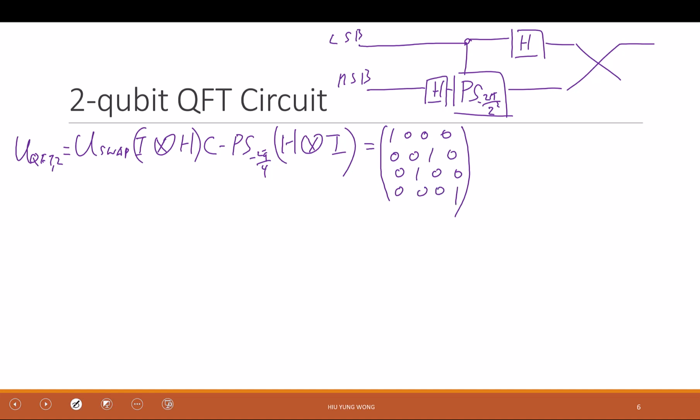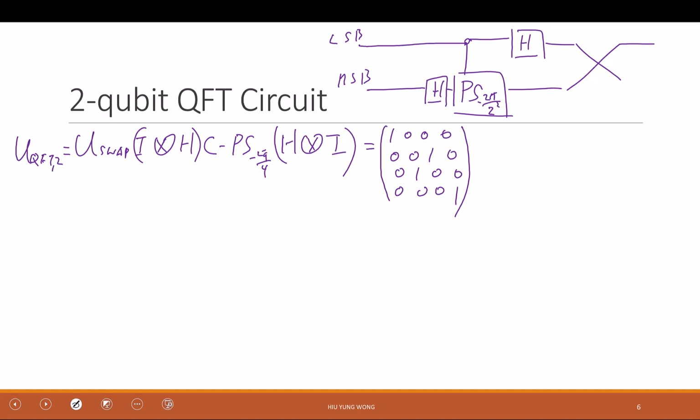Exactly, only swap the middle, right? Because again, we always say that this matrix is telling you how you couple one basis state to another basis state. So for the 0,0 basis state, it couples to itself, right? That's why it's 1,0,0 and so on. But then you swap: 1,0 becomes 0,1, and 0,1 becomes 1,0. For 1,1, again, it transforms to itself.